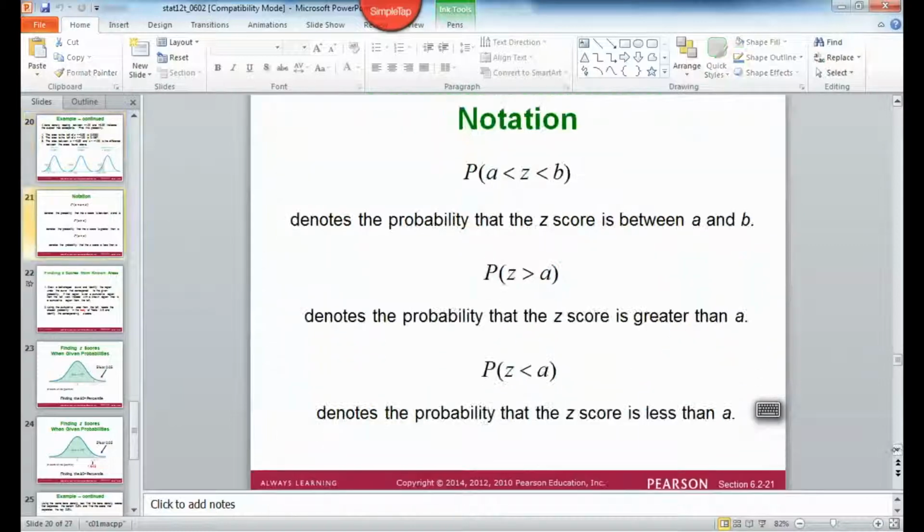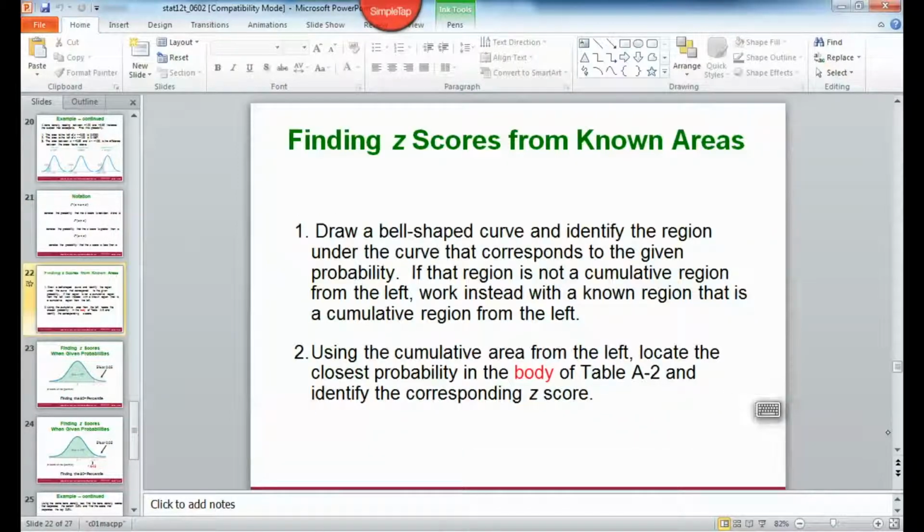All right. So probability greater than, of course everybody knows the greater than symbol. There's between two values. There's less than. The main thing you need to remember about less than and greater than: less than is to the left, so take the value from the table. Greater than is to the right, so it's 1 minus the value from the table.